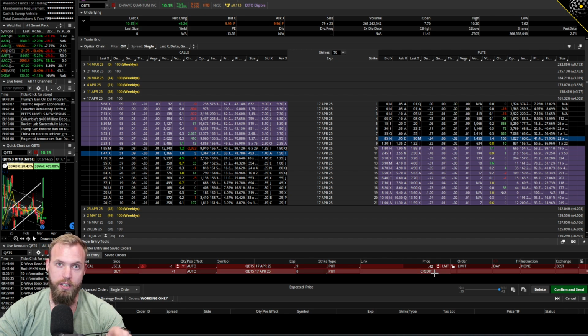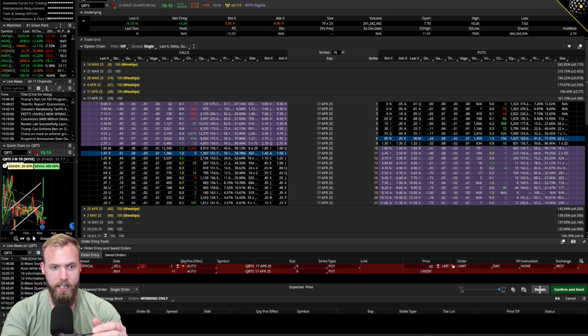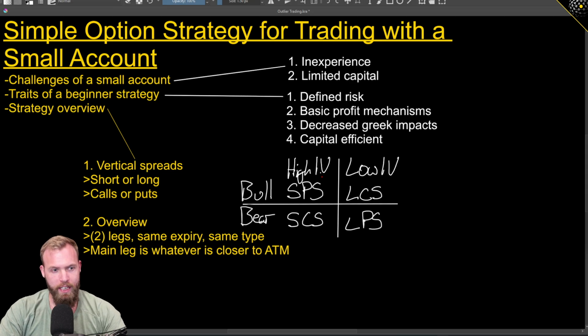So in this case, it's $1 less 42 cents, 58 cents, or $58 is going to be your max risk here. So the way to think about how you pick if you're going to trade the call side or the put side, long or short, is actually very simple, and I'll show you. We can use a little grid like this, and it's comparing high implied volatility and low implied volatility.